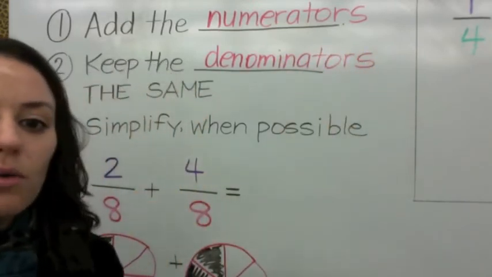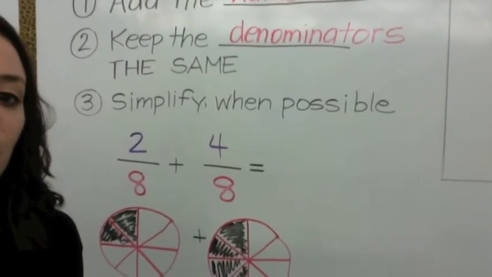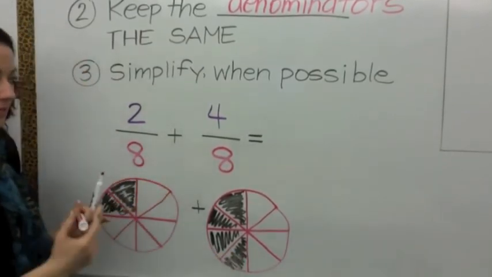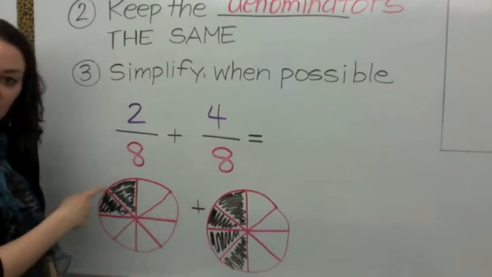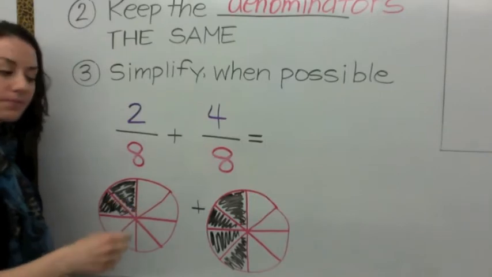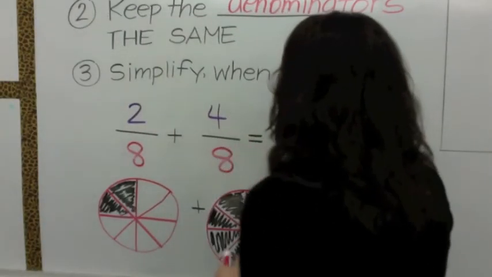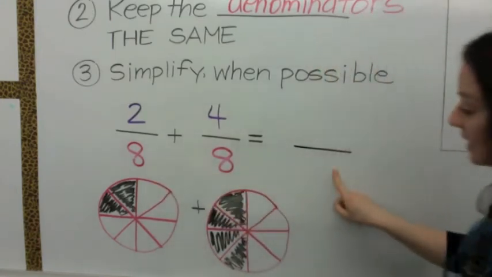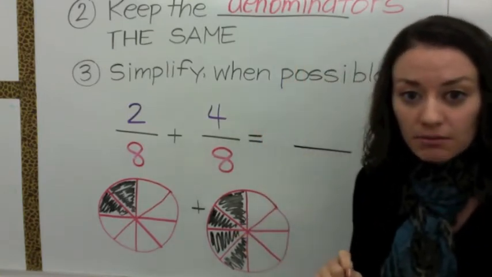Okay, so here we go. Add the numerators, keep the denominators the same. So this is eighths and this is eighths. So if you were to add these slices together, are these still eighths? They're slices of eighths? They're the same size, right? Okay, they are. So you have to keep the denominator the same. Keep the bottom number the same. Do not say that 8 plus 8 is 16, because these slices are not cut into 16.